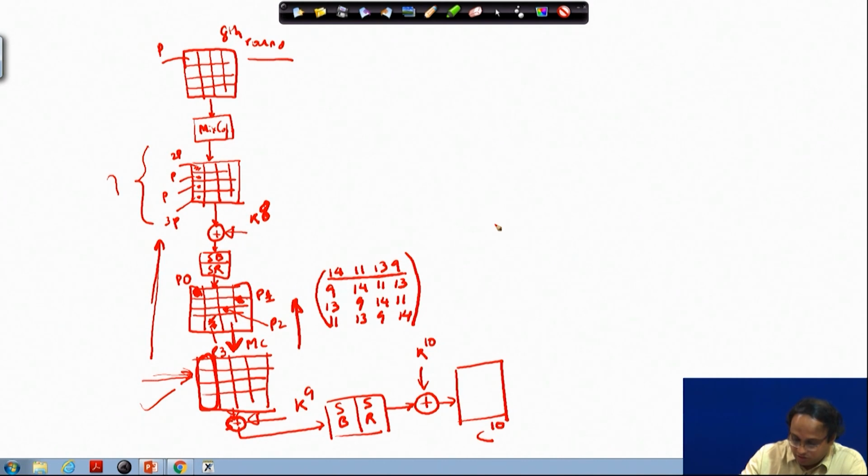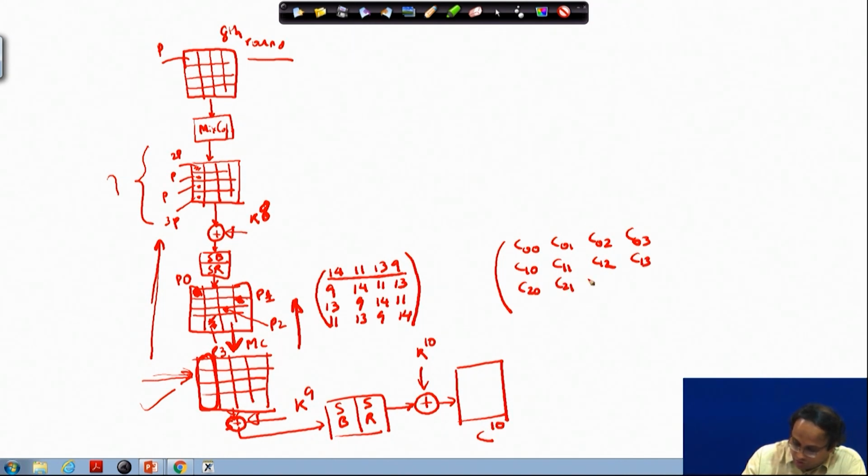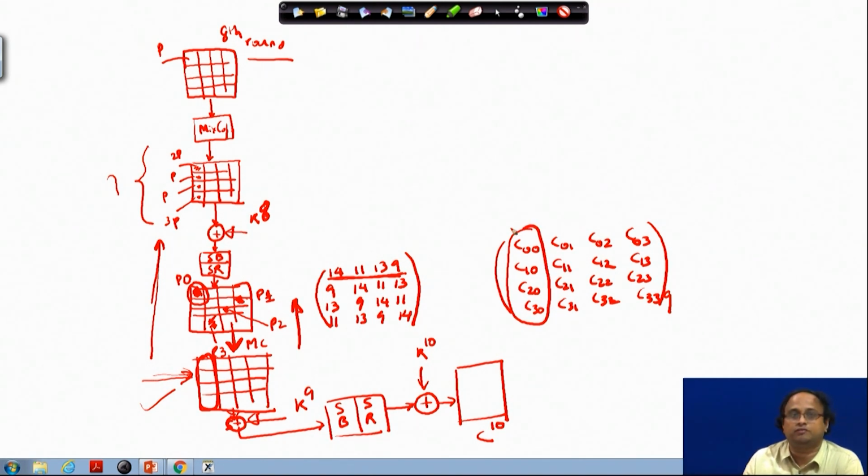So the 9th round cipher you can write as C00, C01, C02, C03, then C10, C11, C12, C13, C20, C21, C22, C23, C30, C31, C32 and C33. This is your 9th round cipher. So if you want to come to this location, you are basically multiplying this with this column, okay, for both the correct value and the faulty ciphertext, and then you are taking XOR to get the value of this P0 differential.